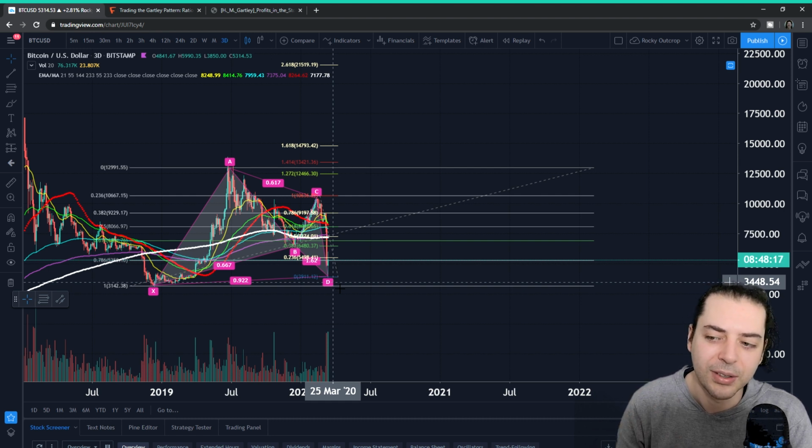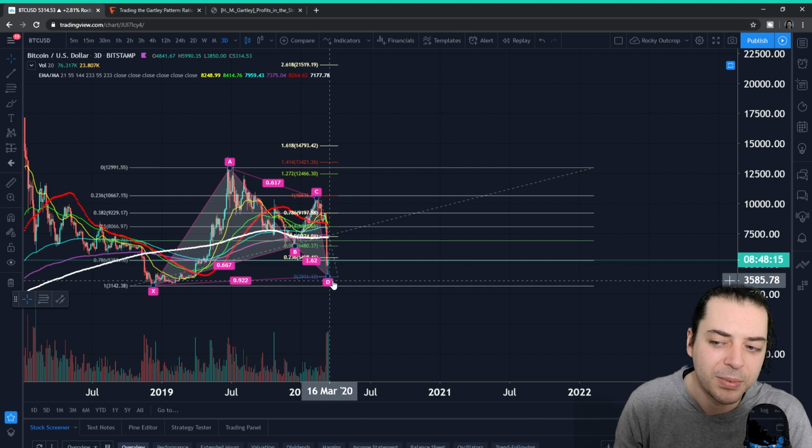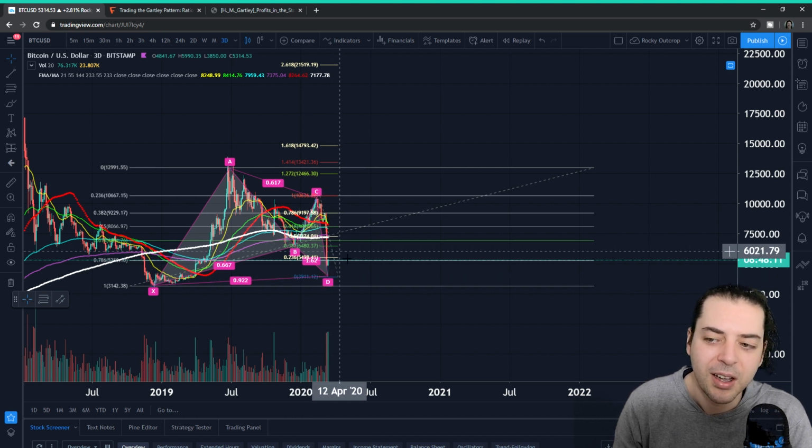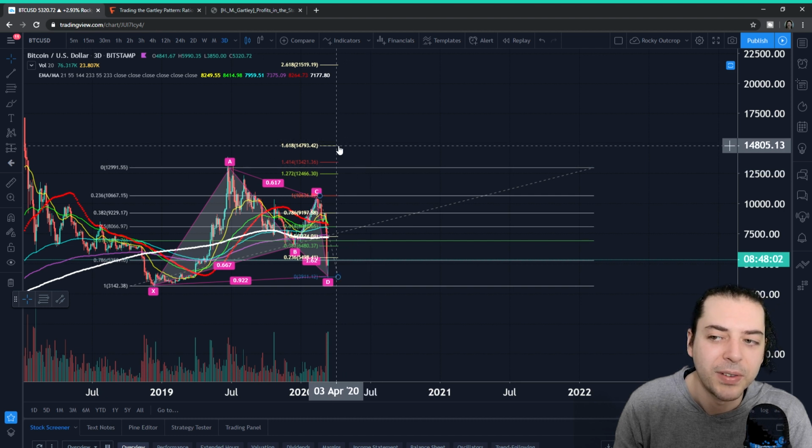In this scenario, the low risk trade would be to buy in around your D point here, looking for a retrace with profit taking targets. Naturally, you'd think around the B target, the C target, the A target, of course, and then the ultimate profit taking target up here at the 1.618 Fibonacci retracement area.